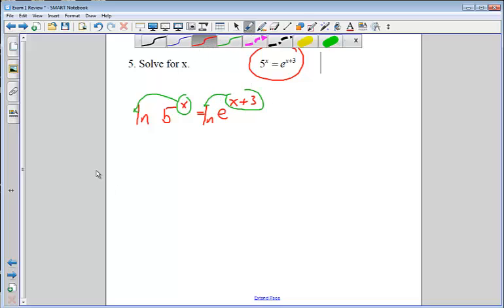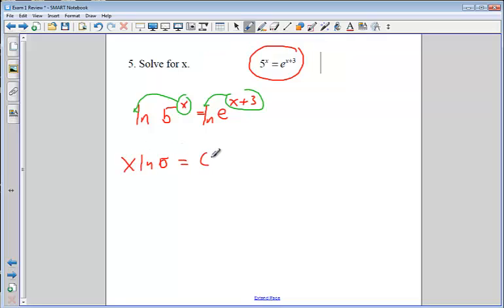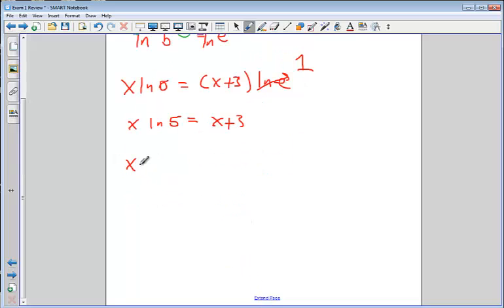And so what I get then is x ln of 5 equal to x plus 3 all times ln of e. And ln of e is a nice number of 1, so it's going to go away. And so I get x ln of 5 equal to x plus 3. And I want to solve this for x, so I have x ln 5. So I subtract x from both sides, so minus x is equal to 3. And I'm going to pull out the x, so I have x times ln of 5 minus 1 equal to 3.